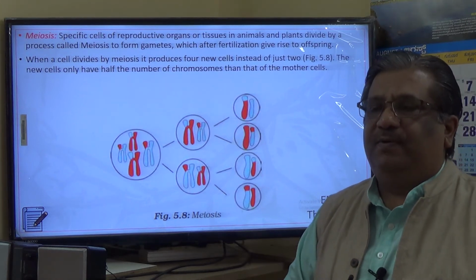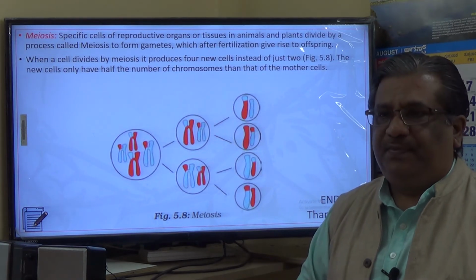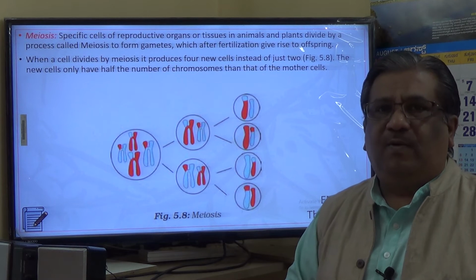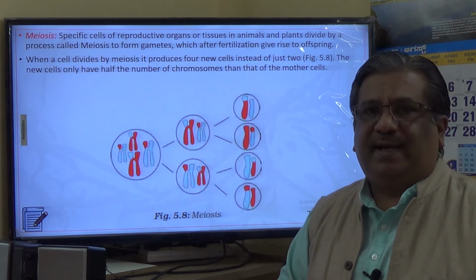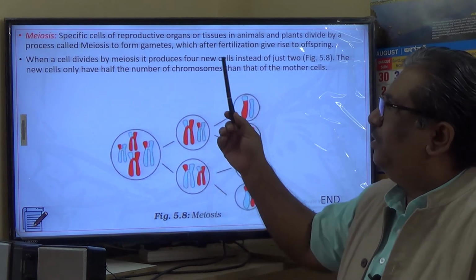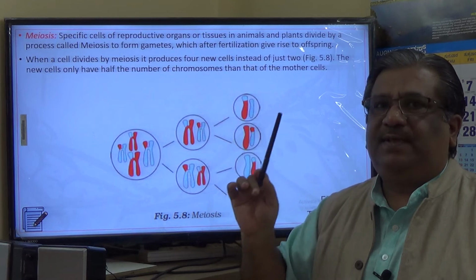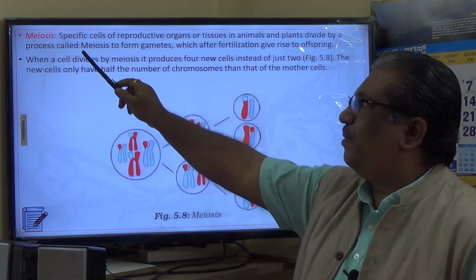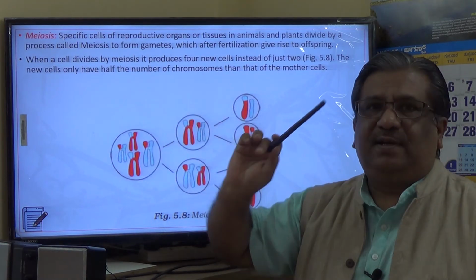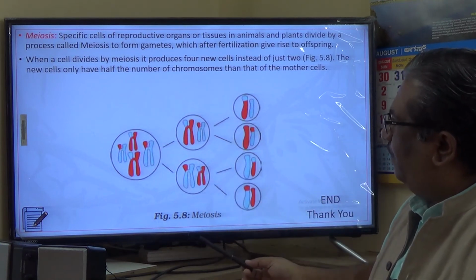Reproductive organs produce germ cells, sperms in case of males, eggs or ova in case of females. Those are termed gametes. So the division of the cell in gametes is by a process called meiosis. Remember that. Look at the diagram here.